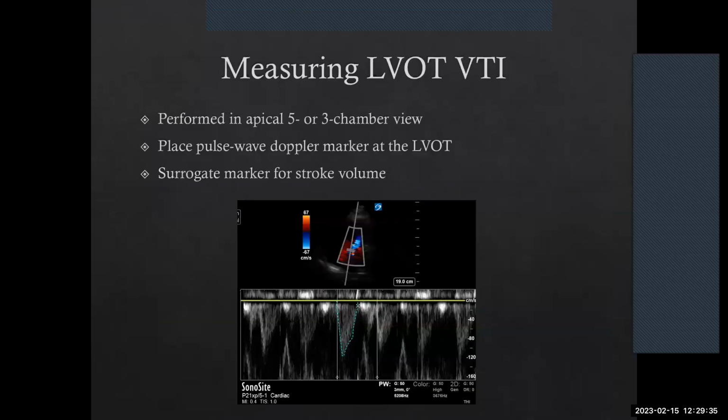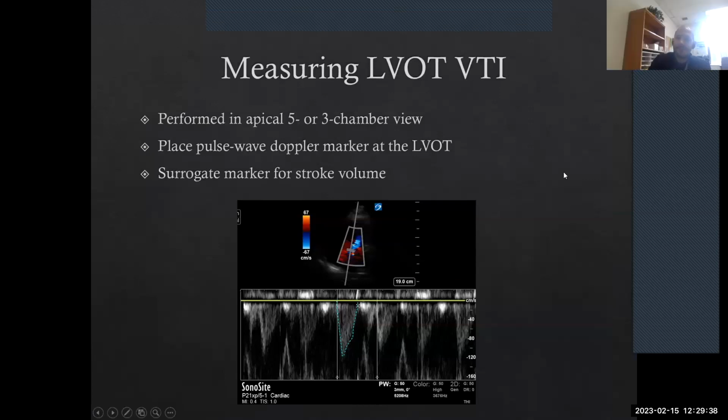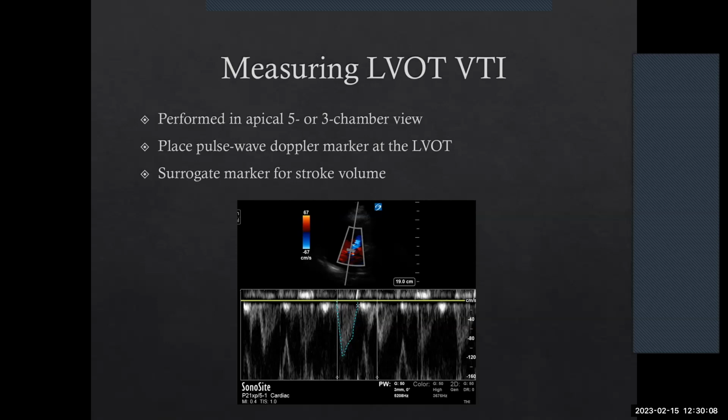And so what is the LVOT VTI? It is a measure of the amount of blood flow through a point on Doppler using a point of care or a comprehensive echocardiogram. It's performed in an apical 5 or an apical 3 chamber view. And what you do is you place the pulse wave Doppler at the LVOT and measure it over one beat, or one period of stroke volume. It is a surrogate marker of stroke volume.